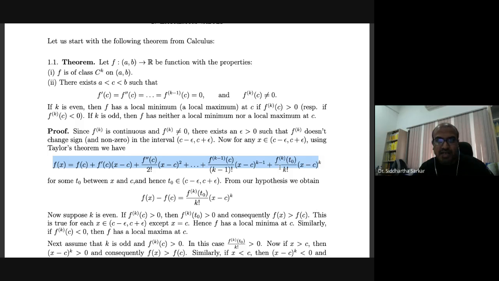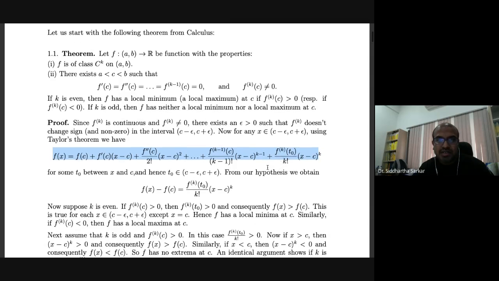So then I would immediately say all the derivative terms up to k minus 1 would automatically vanish, and then I can simply write f(x) minus f(c) equal to f^k(t0) by factorial k times (x minus c) power k. Okay, so what is t0 over here? t0 should be some point in the interval (c minus epsilon, c plus epsilon).